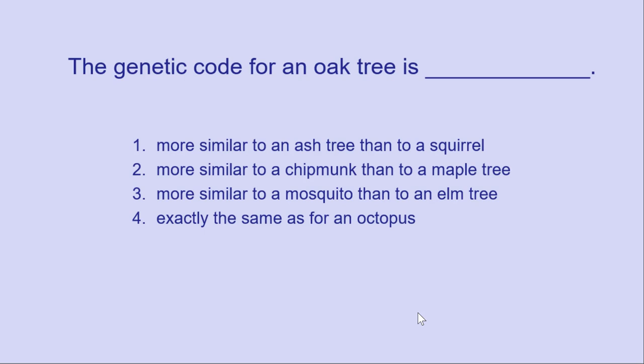Well, remember, the genetic code is those 4 letters, and it is universal for all life. The genetic code is the same. If you just pull out a strand of DNA, you wouldn't be able to tell if it was an ash tree or a squirrel or an octopus or an oak tree or a mosquito or a chipmunk, right? You wouldn't know because it's made up of all those 4 letters. They are the letters of the words of life.